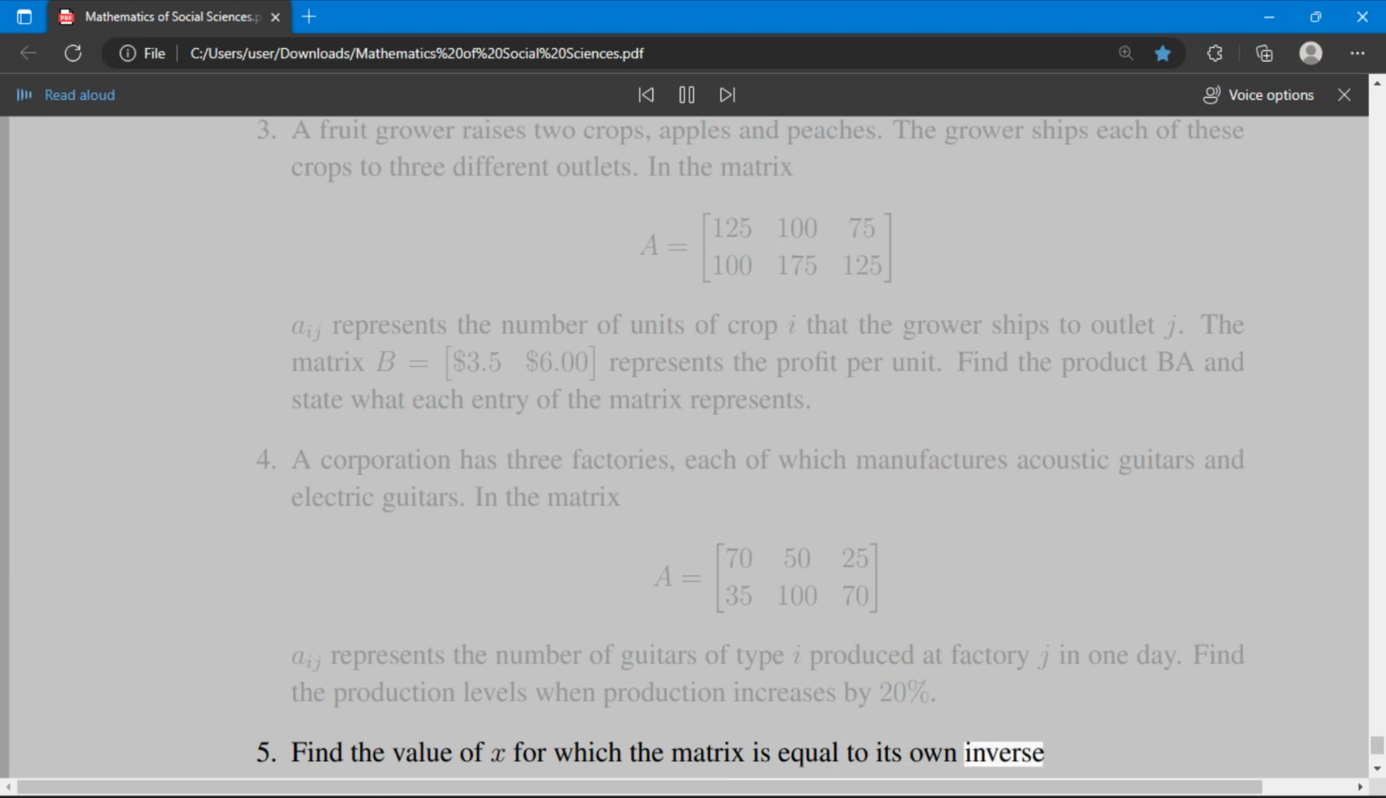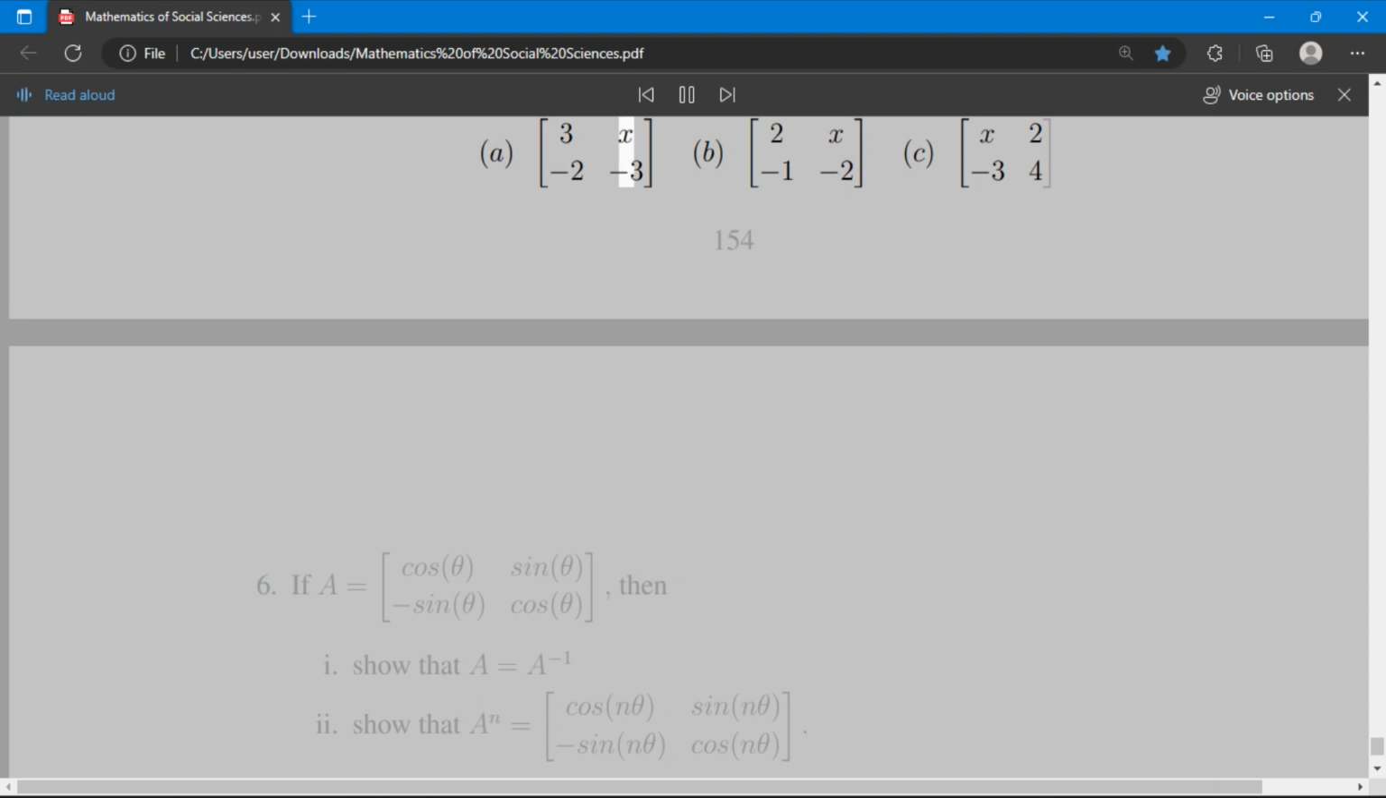5. Find the value of x for which the matrix is equal to its own inverse. A. [3 x; 2 -3], B. [2 x; 1 -2], C. [x 2; 3 4].